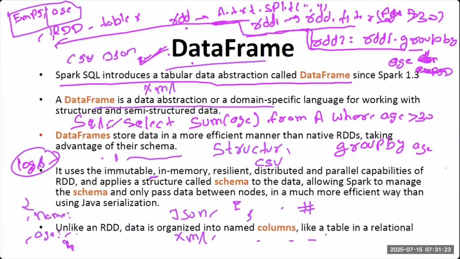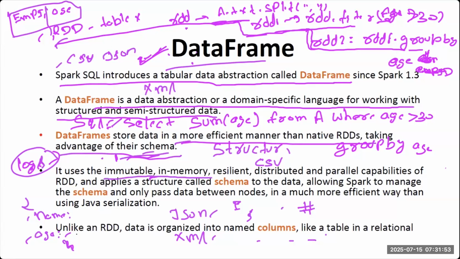DataFrame is a data structure or domain-specific language for working with structured and semi-structured data. DataFrame stores data in a more efficient manner than native RDD, taking advantage of their schema. So when you store into a DataFrame, it is more efficient because it takes advantage of the schema, since your text file, CSV or JSON will have some schema, and it will store it more efficiently.